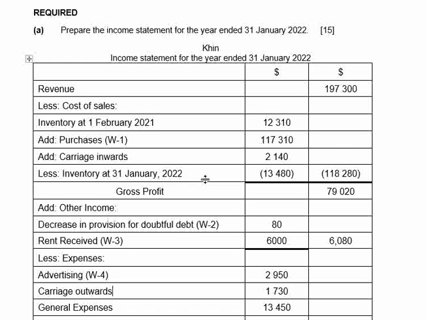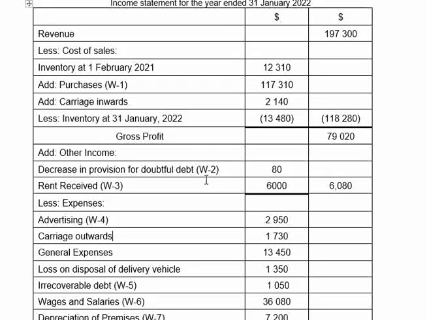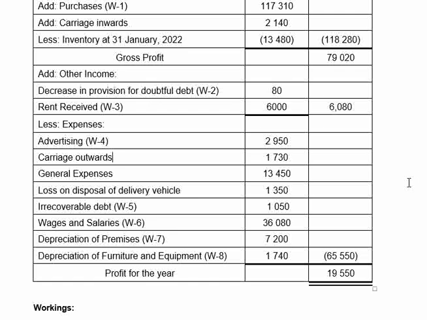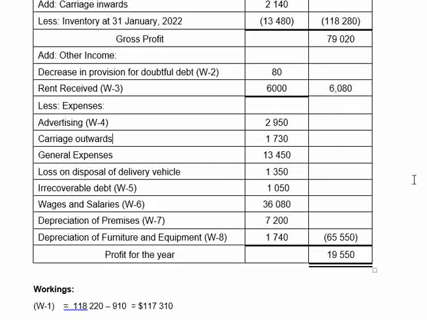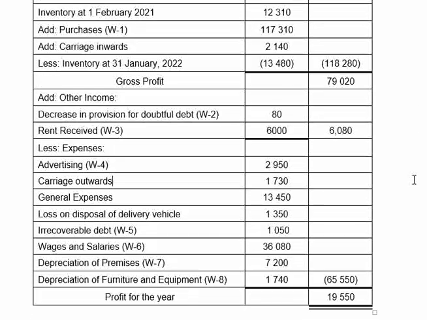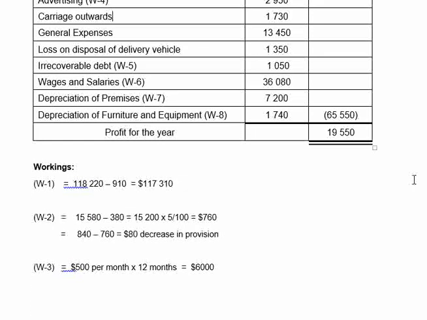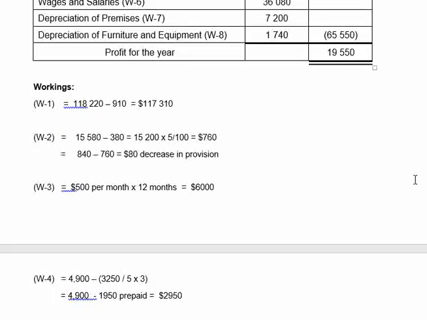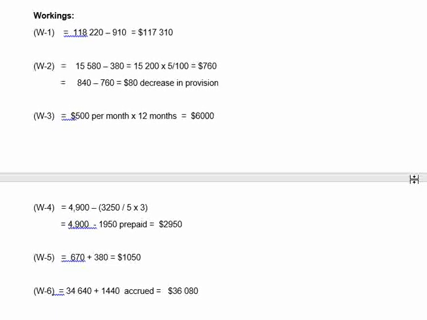So you can take a screenshot here. So this is the income statement part. This is the body of income statement. After that, we have shown workings. These are the workings that we have shown.